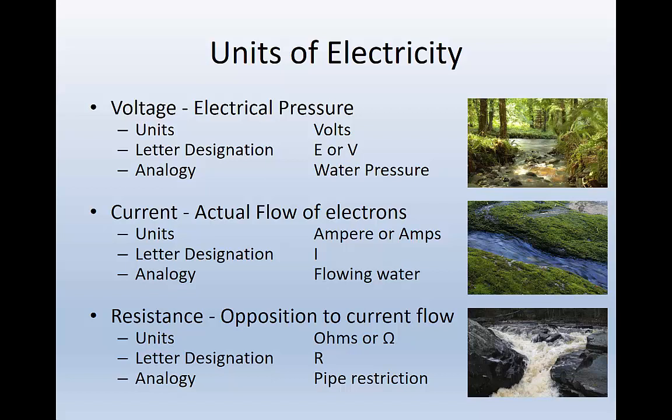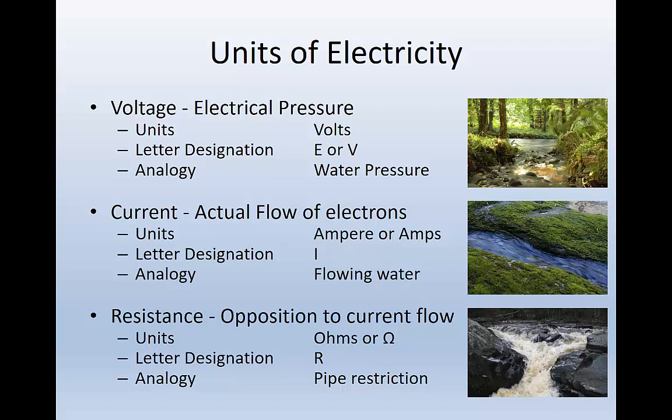Units of electricity, these are the three first terms that we have to worry about now. First off is voltage. Think of it in terms of electrical pressure. This is what's actually providing force to move the current down the line. Our units are volts. Our letter designators are E or V, and typically that E will look kind of like a backwards 3. It's actually an epsilon symbol. Our analogy for this is water pressure in a pipe system, or gravity on an open stream helping move the water.